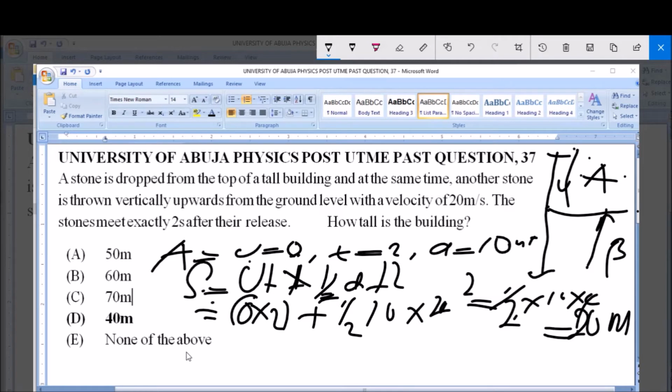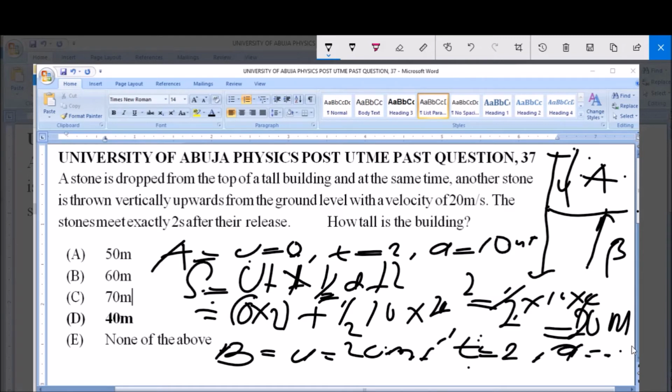Now we consider stone B separately also, and for the second stone, which I called stone B, the initial velocity U is equal to what? 20 meters per second. The time is also 2 seconds, and the acceleration due to gravity here will be minus 10. Now this acceleration is minus 10 because it is tagged a negative acceleration or deceleration. Now it reduces the velocity of 20 meters per second until it reaches 0 meters per second, which will be the final velocity to attain at a particular height.